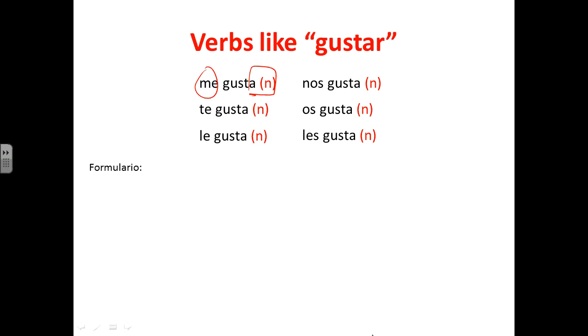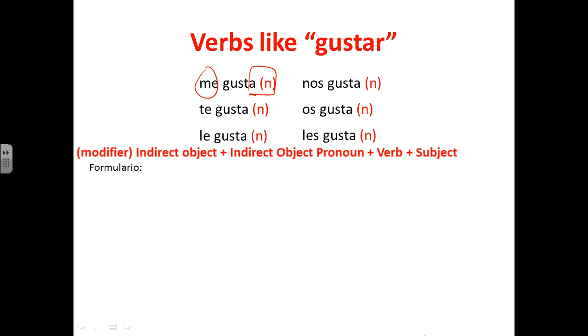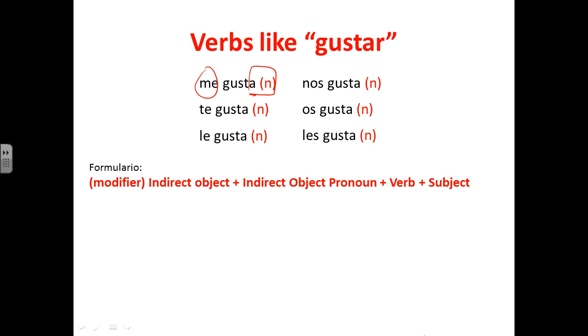Okay, so here's the formula, which you can actually write down. It's the formula for gustar as well as verbs that are similar to it. There's probably about 10 of them, I believe. So on the formula on your sheet, you have the modifier, which is the indirect object, which we'll go over in a second. That's a mi, a ti. Then you have the indirect object pronoun, which is me, te, le, nos, os, les, the verb gustar, and then the subject. And as you remember, the verb always agrees with the subject.